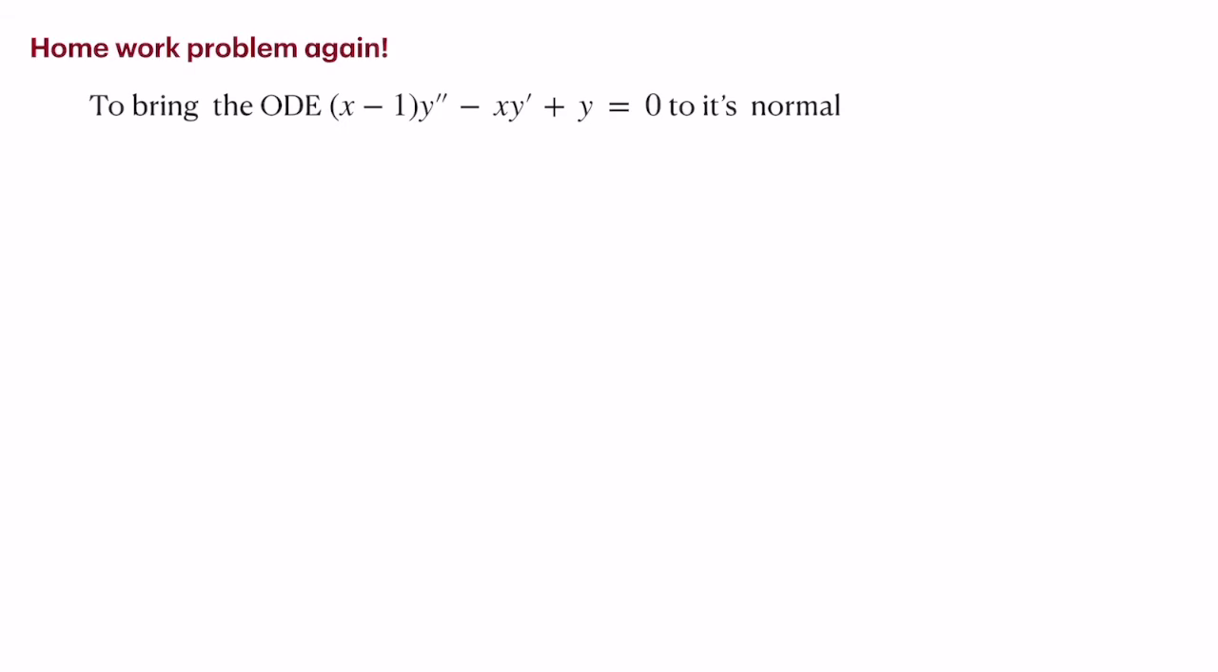So we have one more homework problem here. We have an ordinary differential equation x minus 1 into y double prime minus x into y prime plus y is equal to 0. The idea here is to bring this differential equation to the normal form. This is a homework problem, so you can upload the solution onto the vLearn.